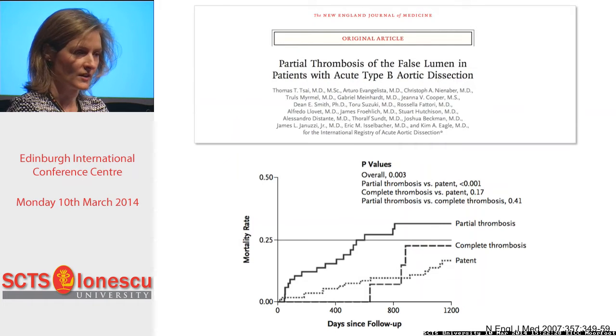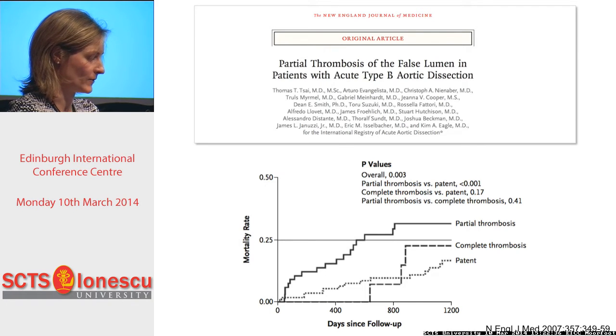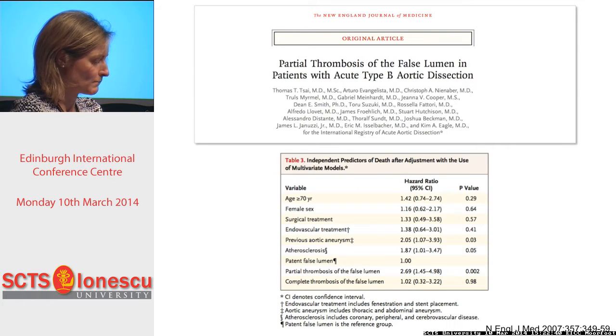There's also interest in imaging biomarkers, so false lumen thrombosis, and this study in the New England Journal found that partial thrombosis of the false lumen is associated with the worst outcomes. They showed in multivariate analysis that this particular parameter has a hazard ratio of 2.69.